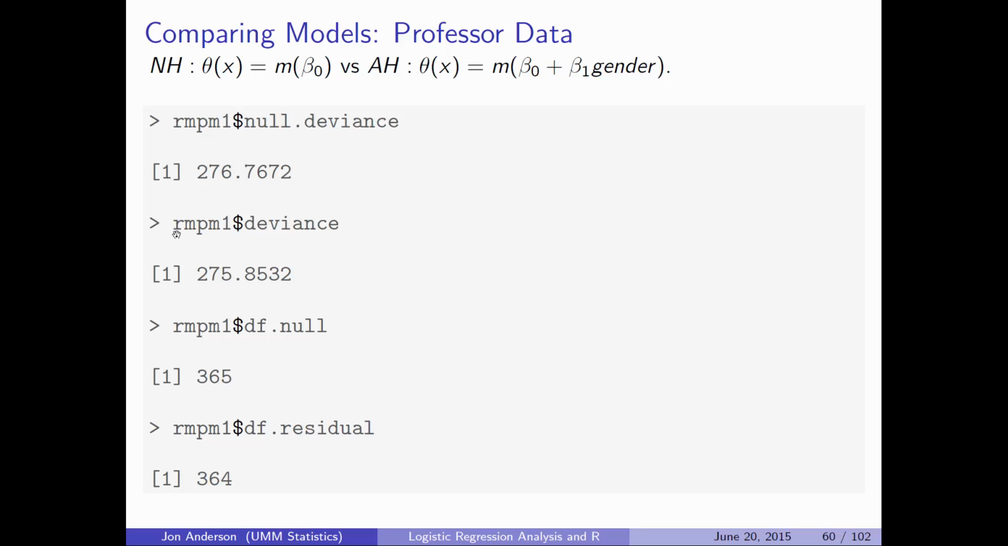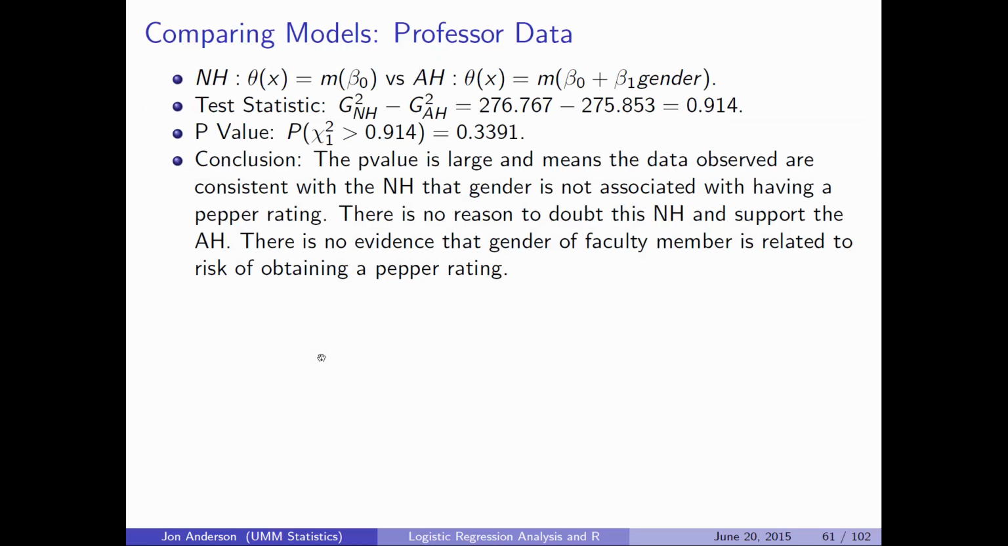When gender is included, here's the deviance. Here is the degrees of freedom when we don't have any predictors in our model. And here is the degrees of freedom when we have gender in there. And, well, here is the expression of our test. Here are the two deviances subtracted, 0.914.